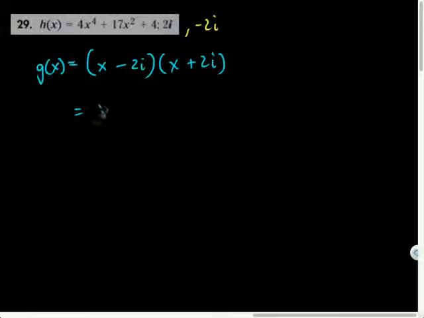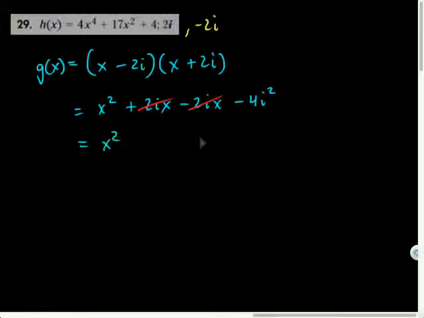So x times x is x squared, plus, oh, my favorite, Twix, 2ix. And then minus 2i times x is minus 2ix. Oh, man, someone ate my Twix. And then negative 2i times positive 2i is going to be minus 4i squared. You might realize the 2ix and minus 2ix cancel each other out.